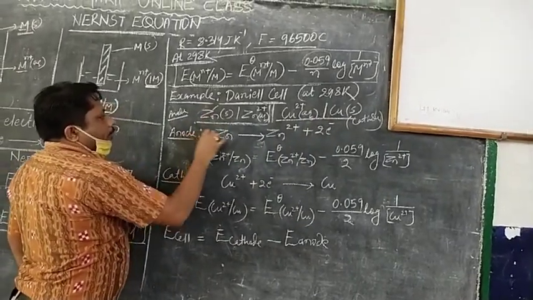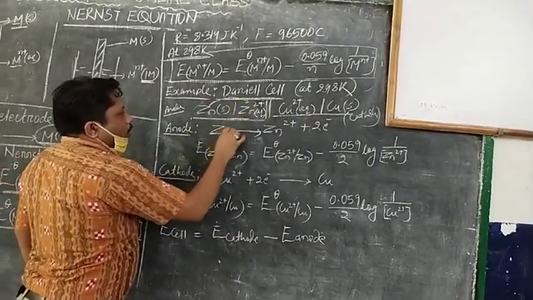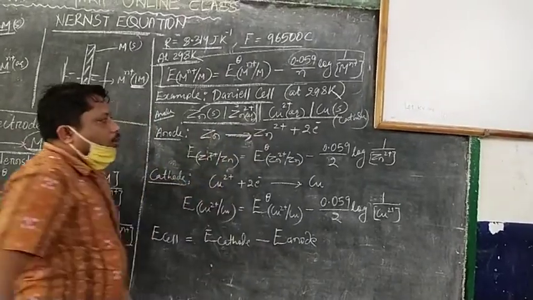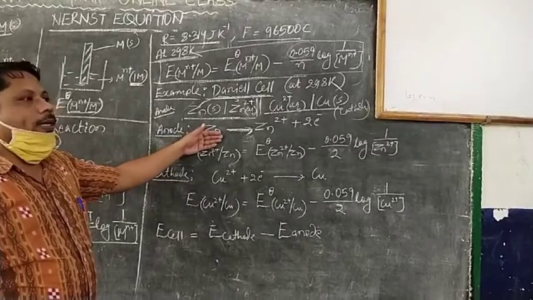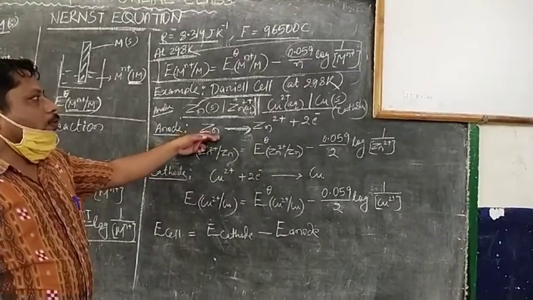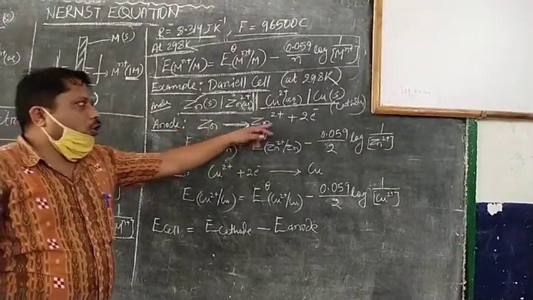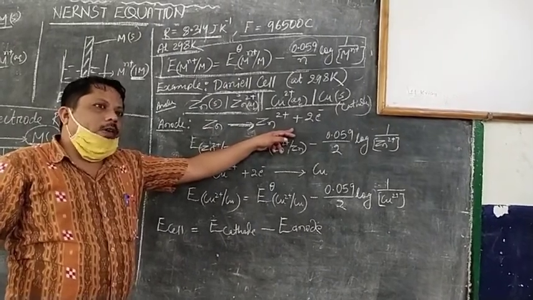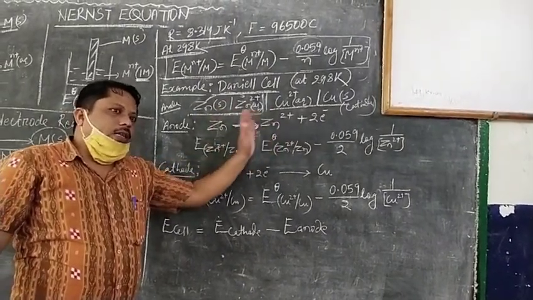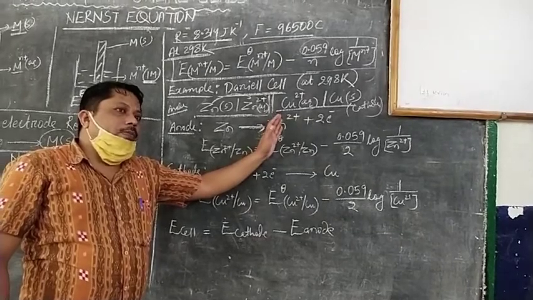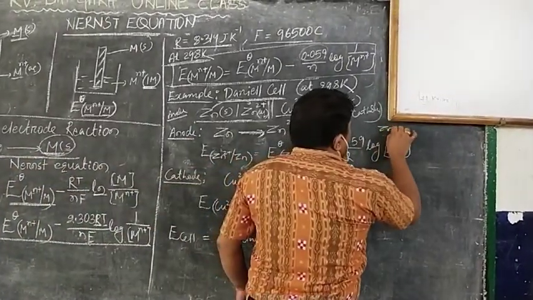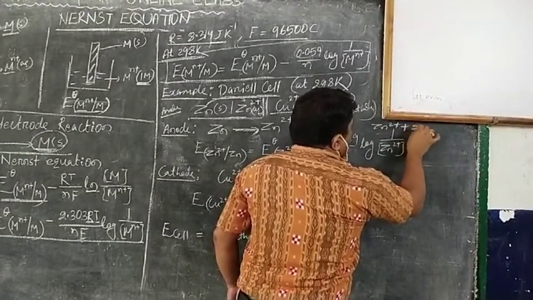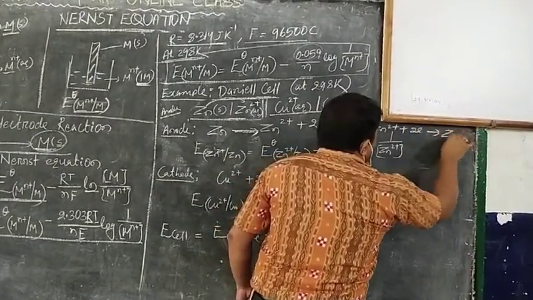The anode reaction is that zinc is oxidized to Zn2 plus. Before writing the Nernst equation, the equation should be in reduction form. This is the oxidation form, a loss of electrons. How can you make it reduction form? Just reverse it. If you reverse it, it becomes Zn2 plus plus 2 electrons gives rise to zinc.